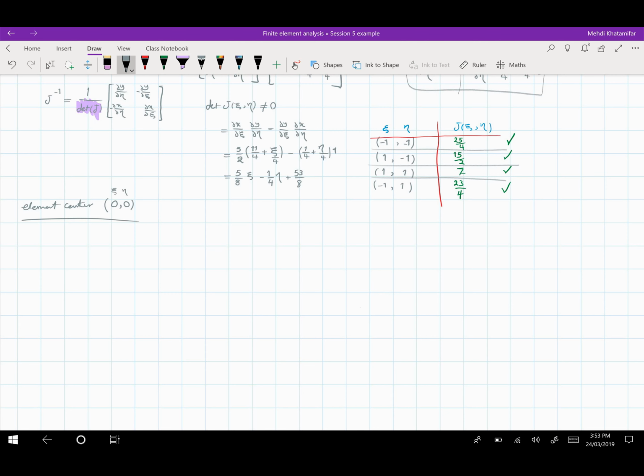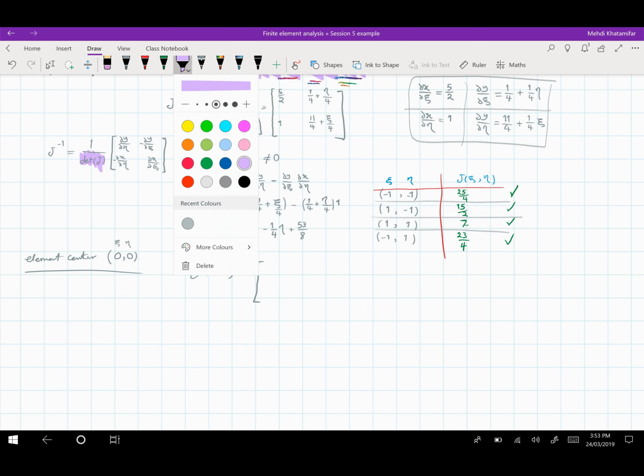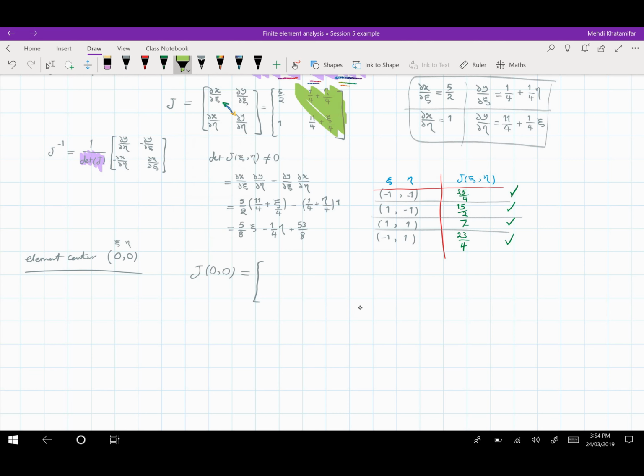Let's find the Jacobian for that point. Where is it? So the Jacobian for 0 and 0. We already know the Jacobian is based on our local coordinates. Let's find it. Let me show you which one I'm using. Basically, I'm using this matrix.